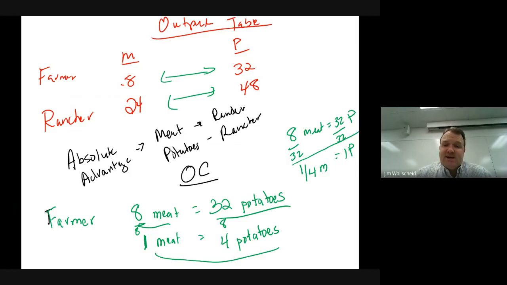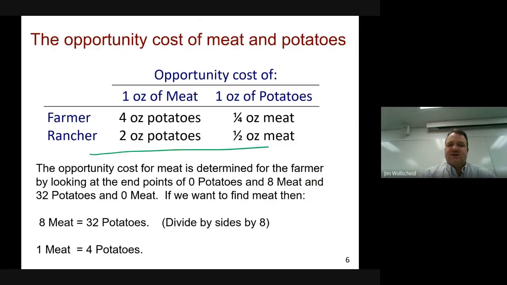So when I'm working the test, and this was my scratch paper, this is exactly what my scratch paper would look like. And then I would have the rancher underneath it. I just ran out of space on the screen. But then I would do the exact same thing for the rancher. I would do 24 equals 48. I would do 1 meat equals, it's going to be 2 potatoes and 1 potato for half a meat. I would take those numbers and I would create a table that looks just like this and write opportunity cost on it.